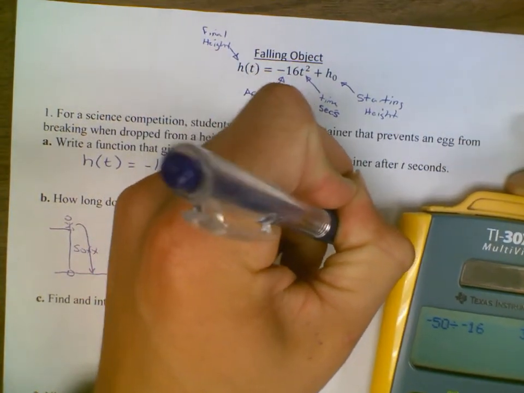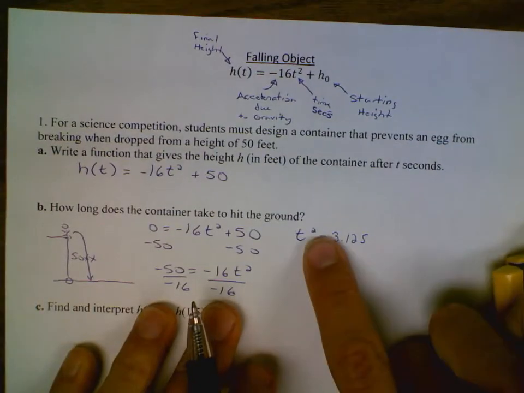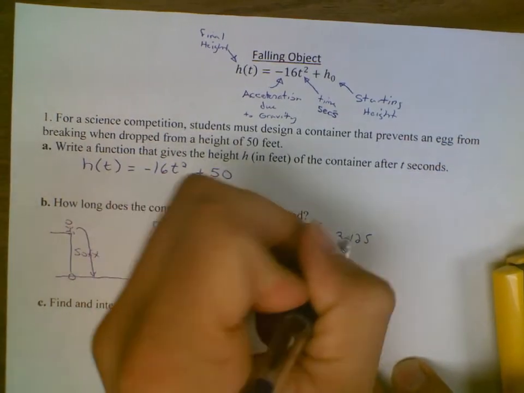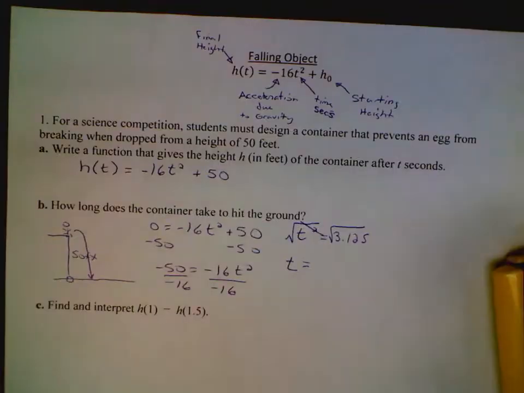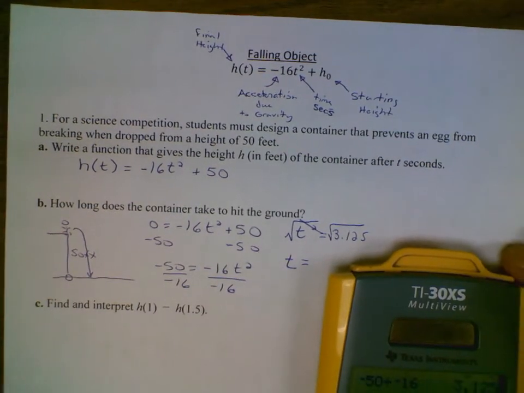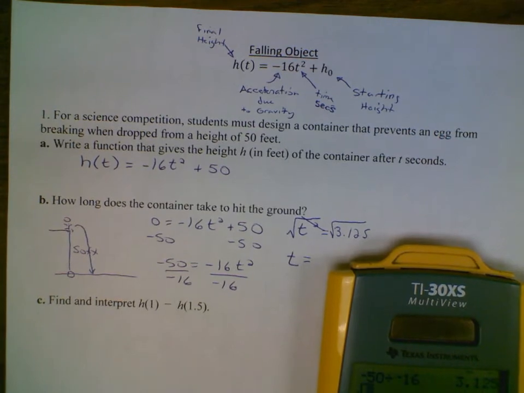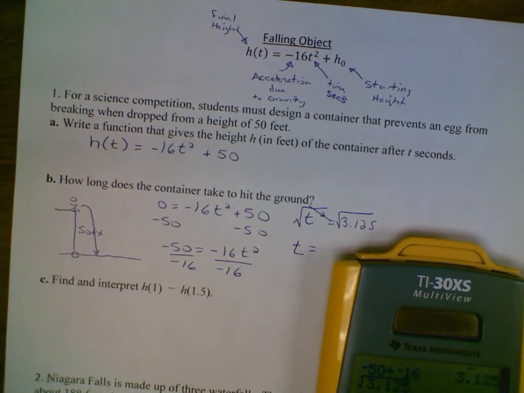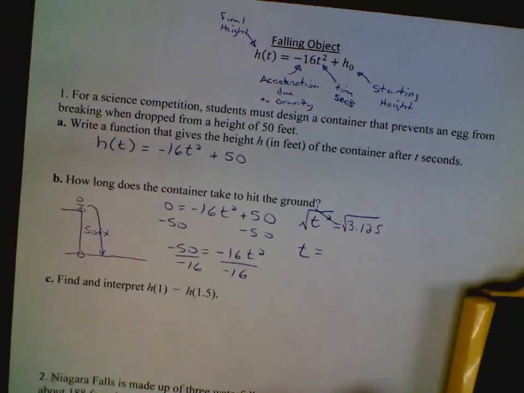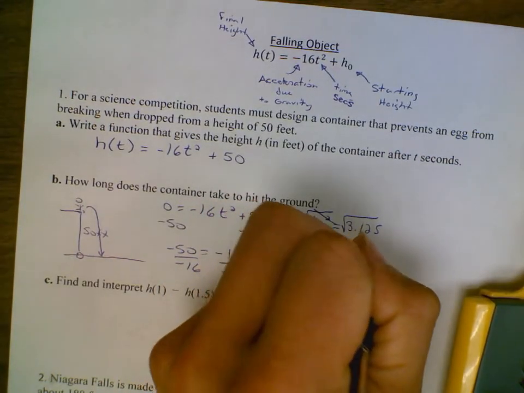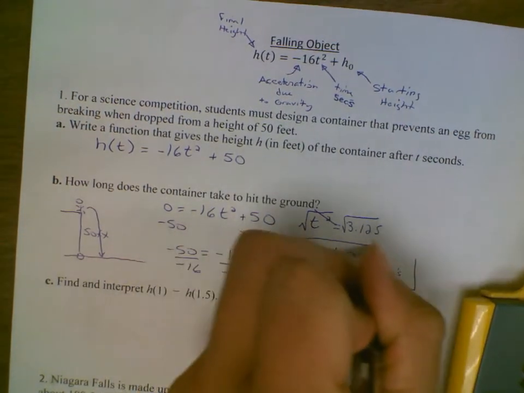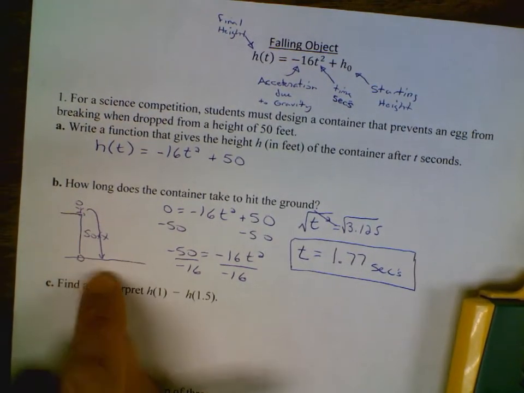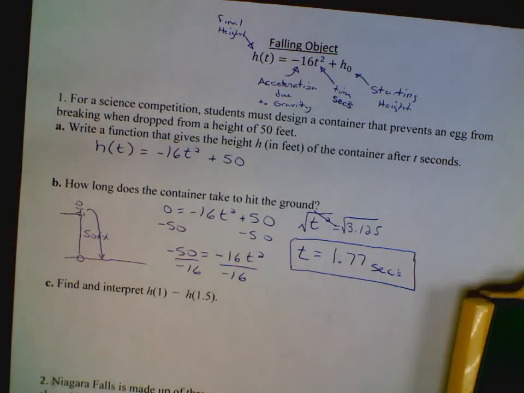3.125. And then to get rid of the square, remember you can just take the square root of both sides. Square and square root cancel, and we get t equals the square root of 3.125. So if I take the square root of 3.125, I get 1.77 approximately. Okay, and that's seconds. So I would expect that this object, if I dropped it from a height of 50 feet, would take 1.77 seconds to hit the ground.